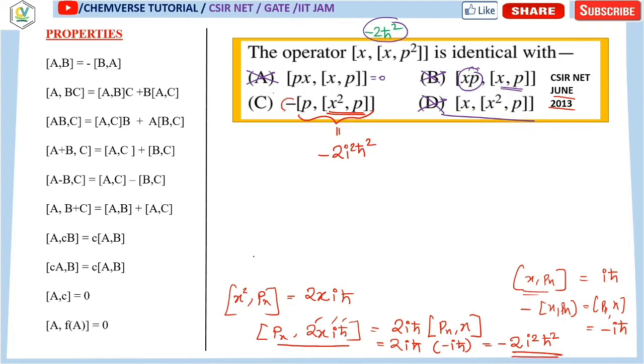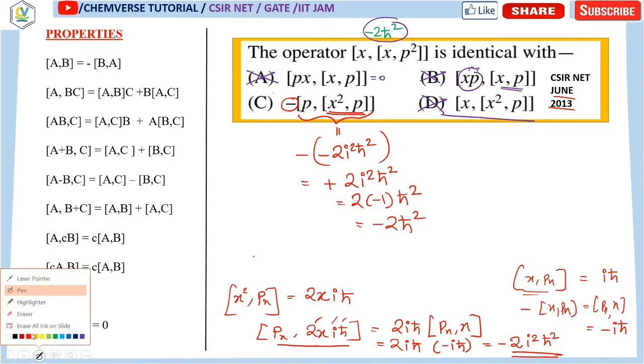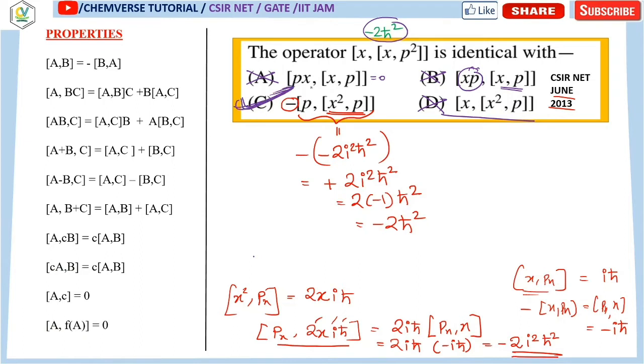So this overall commutation has a value of minus 2 i square h cross square. Now don't forget about this negative sign. There will be negative of negative this one, so negative negative will be positive, so positive 2 i square h cross square. Now i square is nothing but minus 1, so it will be minus 2 h cross square. So your option number C will be your correct option. Once we already ruled out options A, B and D, it was much easier for you to understand that option number C will be your answer.